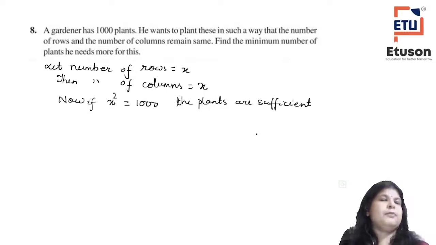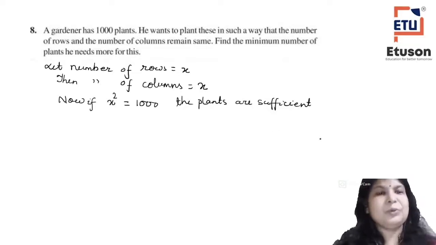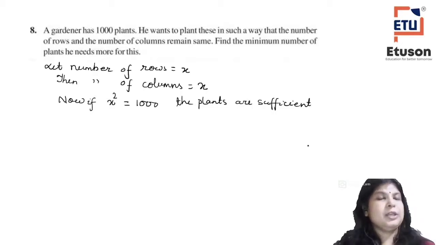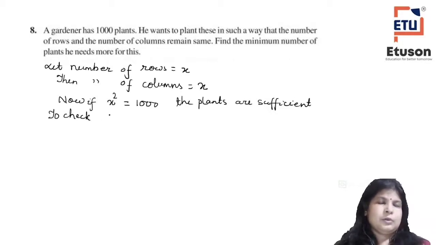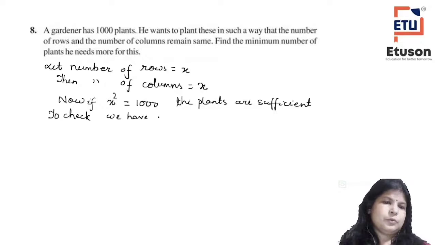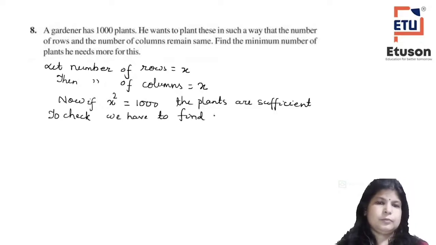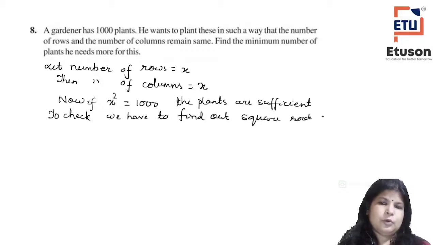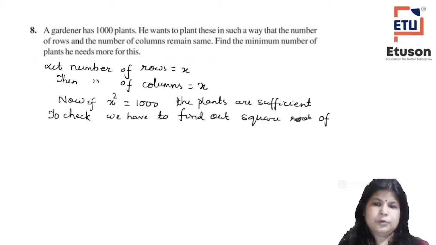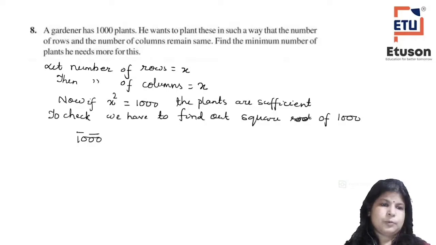If it is not a perfect square, then depending on the remainder value, you can find out how many more plants you need to get. So for that, what we have to find out? We have to check. We have to find out the square root of 1000. So let us find out the square root of 1000.